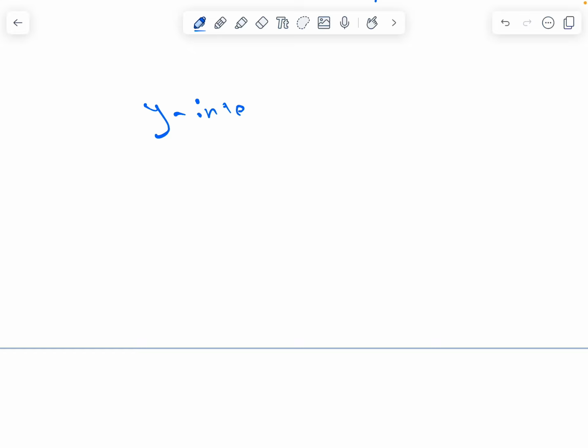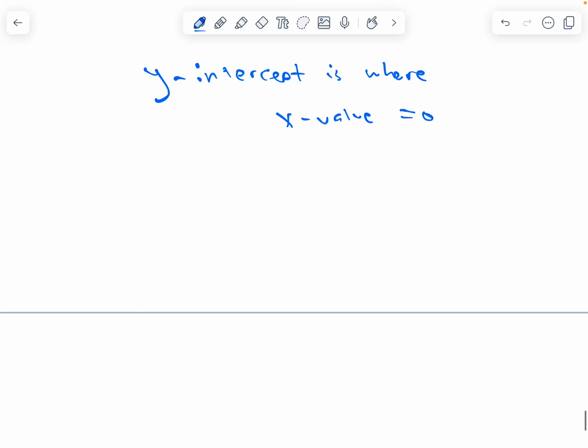The y-intercept is where the x value is equal to 0. Let's do another example. Let's say it's y equals x squared plus 5x plus 2.